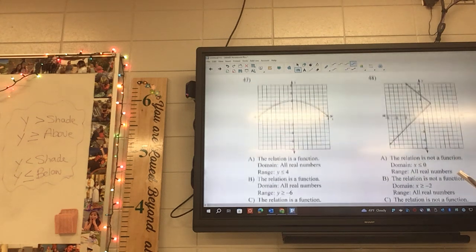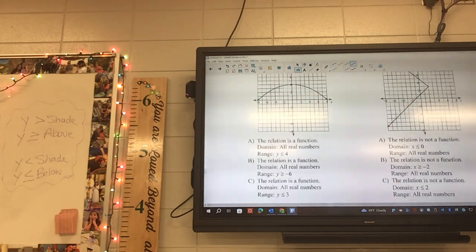The range, where does it start on the bottom? Okay, we go from the bottom up. Where does it start at the bottom? Negative infinity. Where does it hit at the top? At 4. Okay, so that's going to be A.